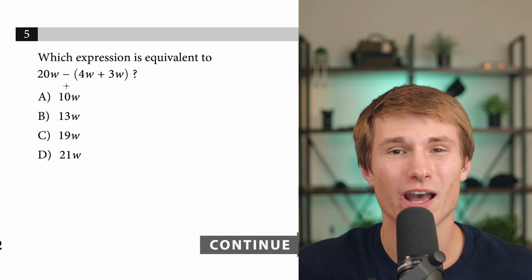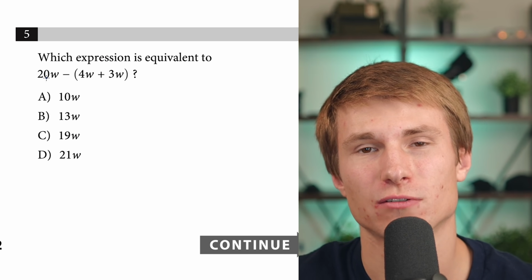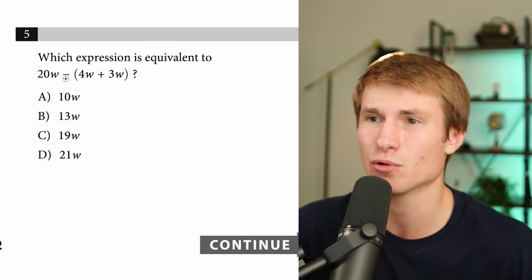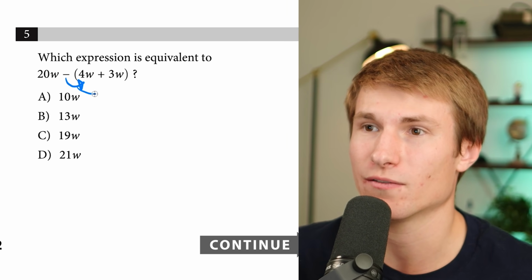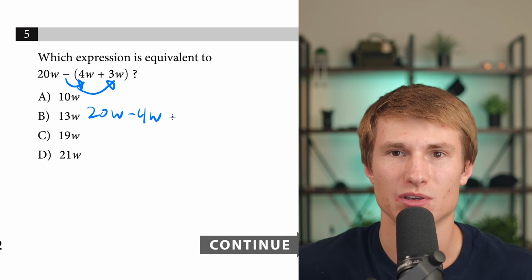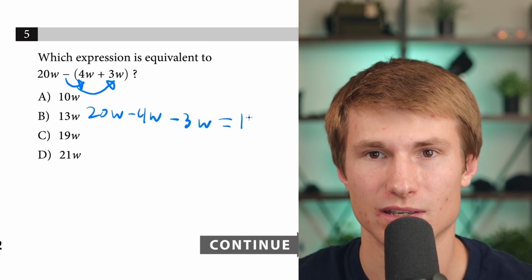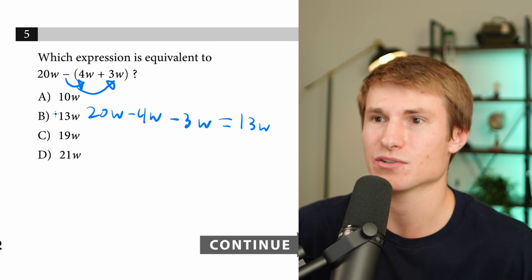Here's how to simplify on the SAT math section by distributing a negative sign. Question 5 states which expression is equivalent to 20w minus (4w plus 3w). What you'll do here is distribute that negative sign to the 4w and to the 3w, and that'll leave you with 20w minus 4w minus 3w. And that's ultimately going to end up being the same as 20w minus 7w, which is 13w. So our answer there is answer choice B.